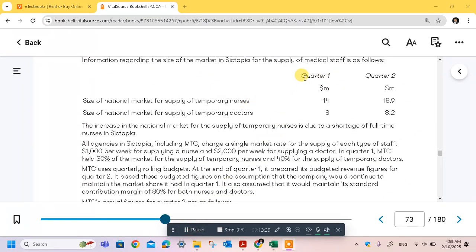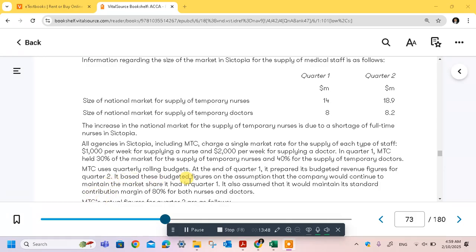Sorry about it. Yeah. So see, quarter 1 market size 14 and 8. They are using a rolling budget. Rolling budget means what? Based on quarter 1, you decide the quarter 2 figures. So what are these figures? This is the updated one. They say at the end of quarter 1, prepare this budget revenue figures.